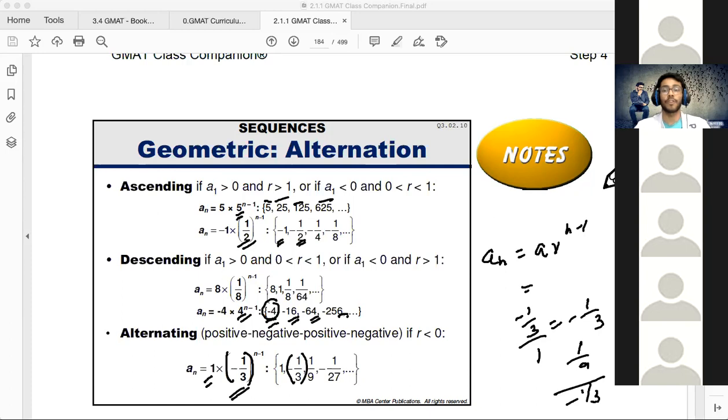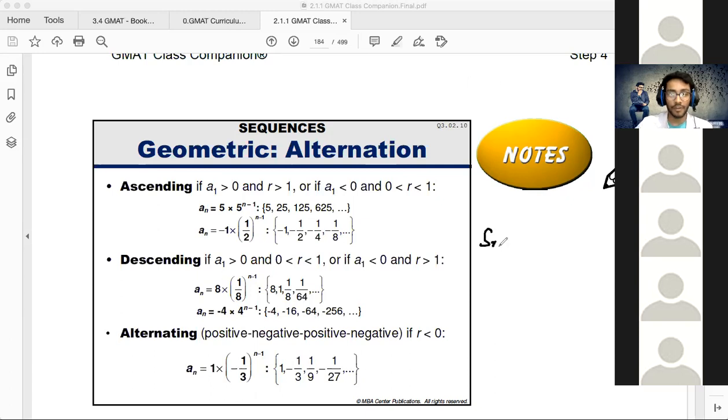So watch out carefully. To calculate R, always divide the second term by the first term, or the third term by the second, every subsequent term by the previous term. Similarly, in AP the common difference is every subsequent term minus the previous term. Now I didn't tell you the sum of n terms of a GP. This is the formula. You'll use it when R is greater than 1, and the other formula, just the reverse, when R is less than 1.